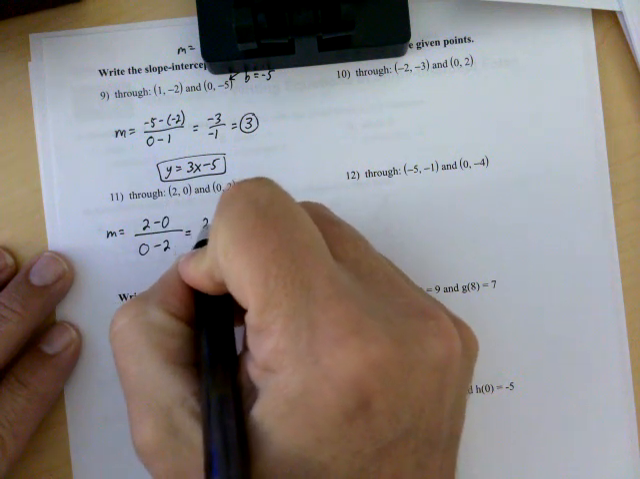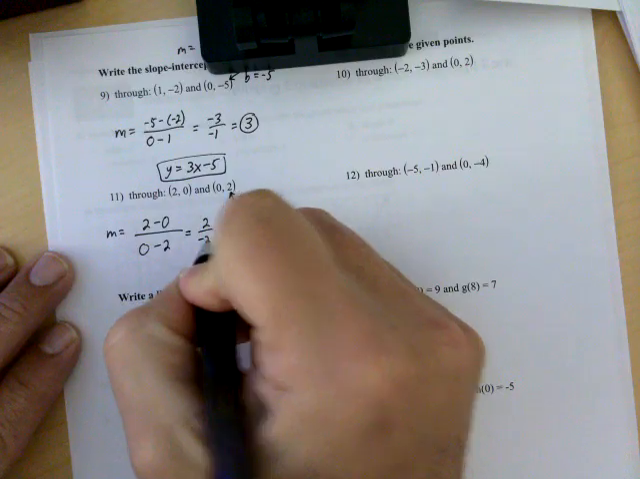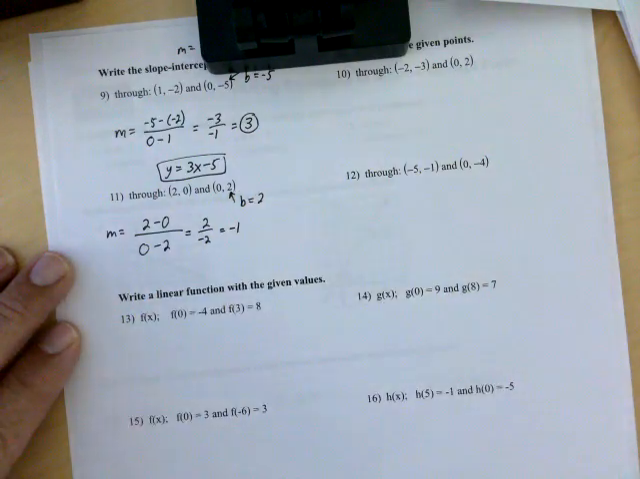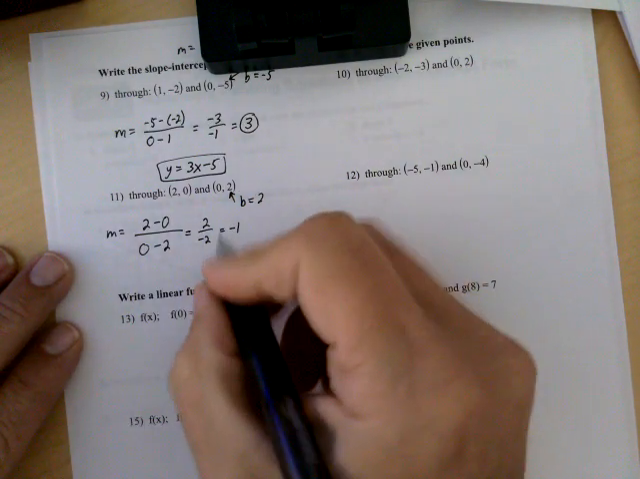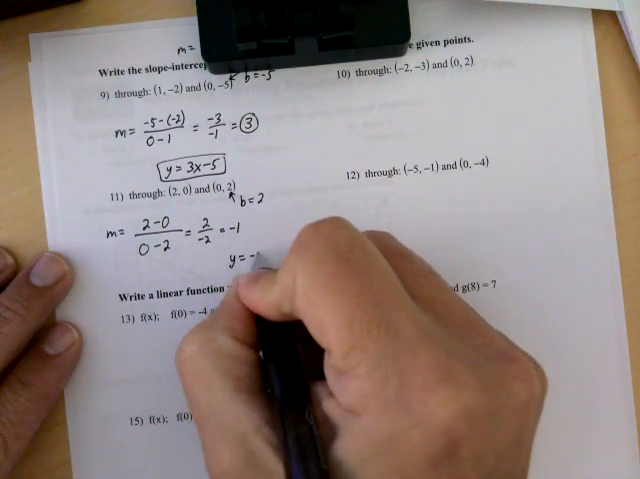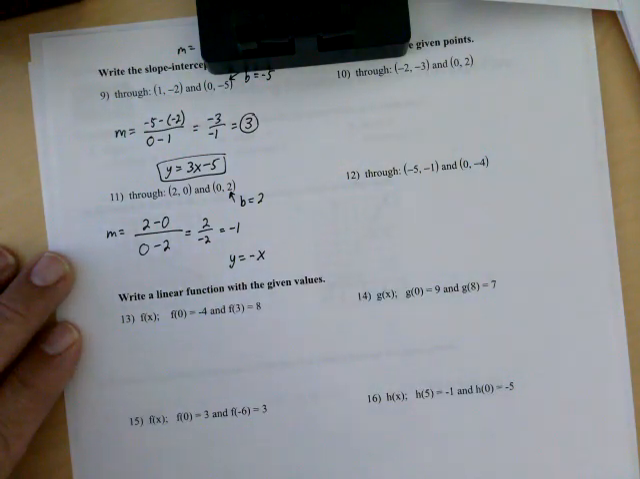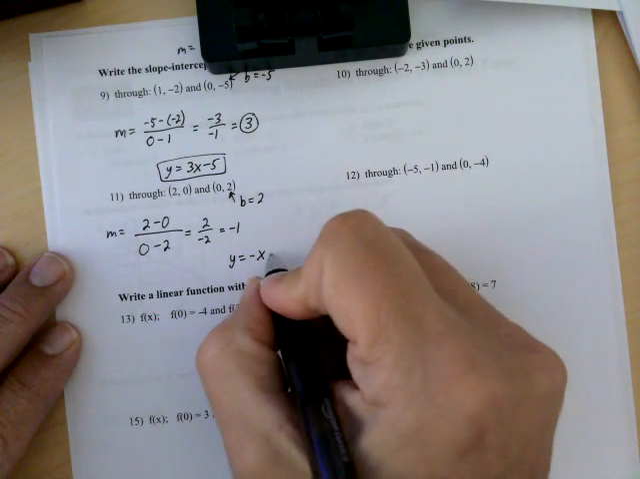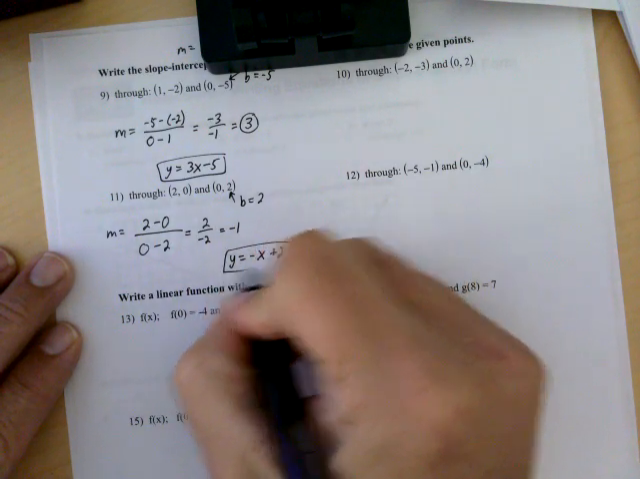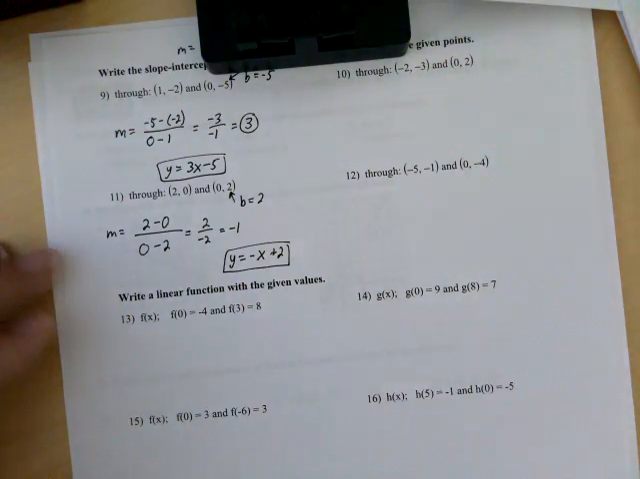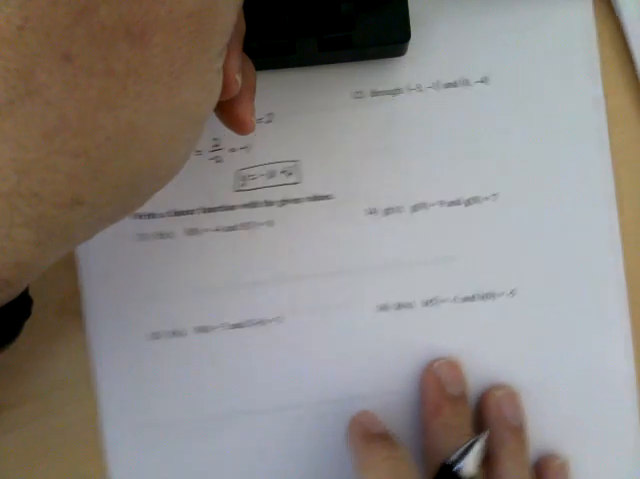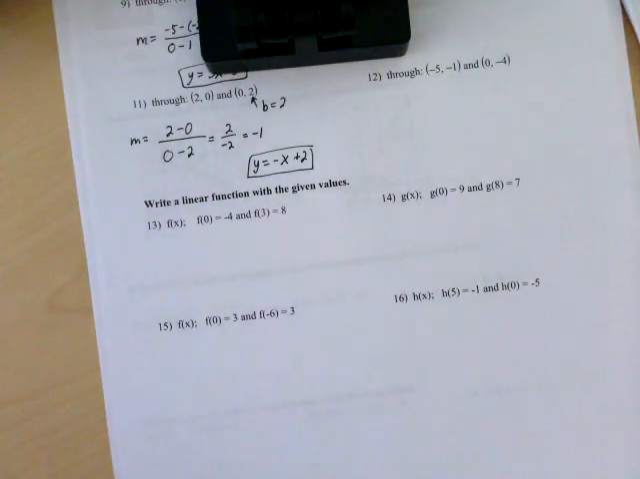When you calculate this, you have a positive 2 up top, a negative 2 on the bottom, for an overall slope of negative 1. So y equals negative 1, or simply negative x. If you want to put a 1 there, you can, but then plus 2. Okay? Again, everybody should be able to understand what we're doing.